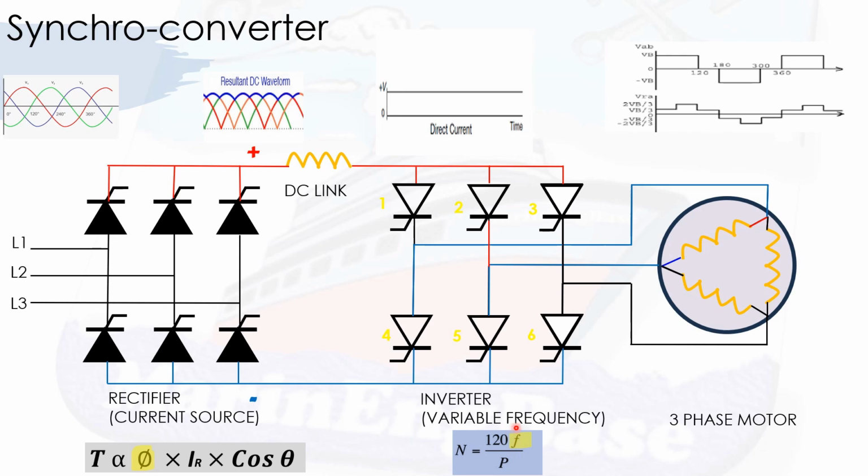Then you can vary the frequency, and the speed of the motor can be varied. So this is the principle behind controlling a motor using a synchro converter. And another important piece of information is to have proper commutation. Commutation means switching off a thyristor. For this commutation, there are two methods: line commutation and forced commutation.